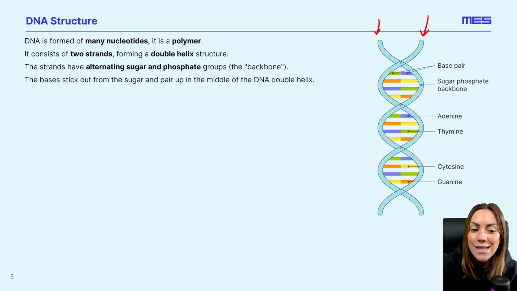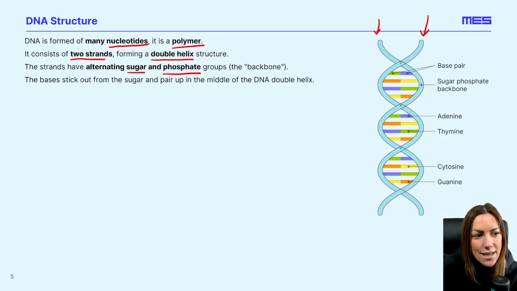So we know it's a polymer. It's made of many monomers, and we know the monomer is called the nucleotide. So it's a polynucleotide. It's made of many nucleotides. It has 2 strands. The 2 strands form our double helix structure. There are sugar and phosphate groups in the backbone. So the 2 blue strands here are representing the sugars and the phosphates.